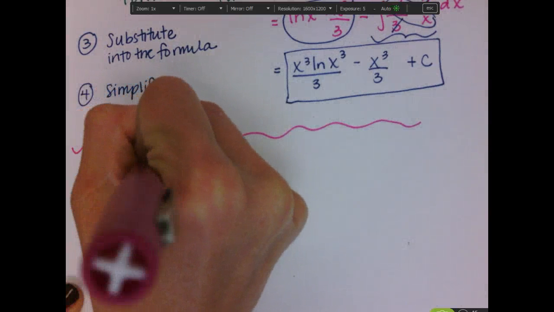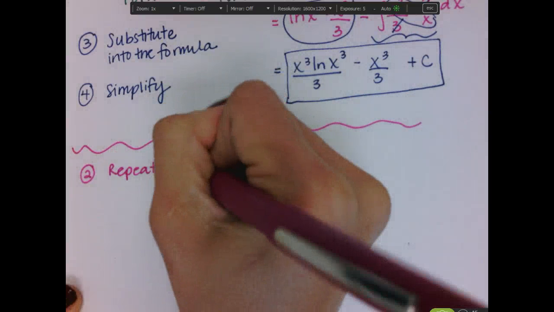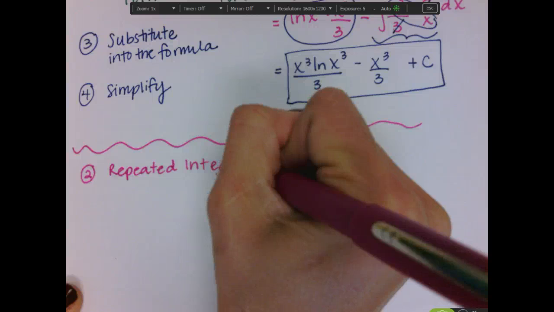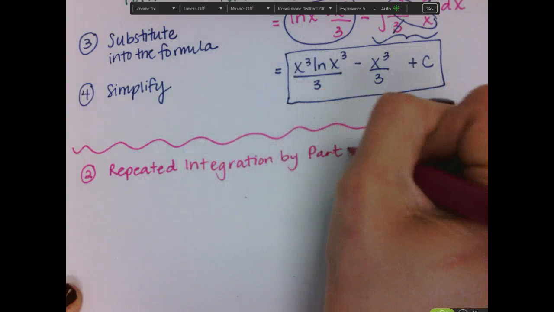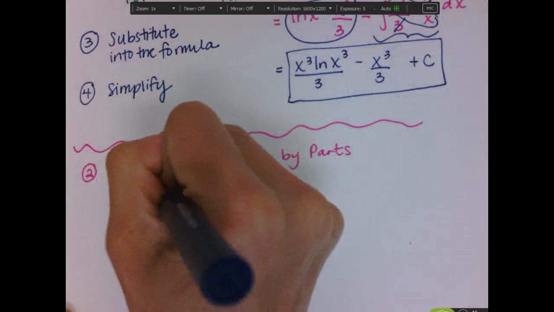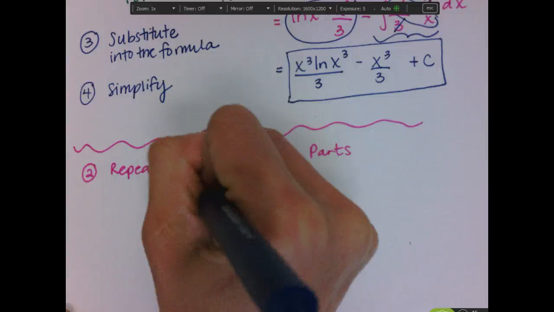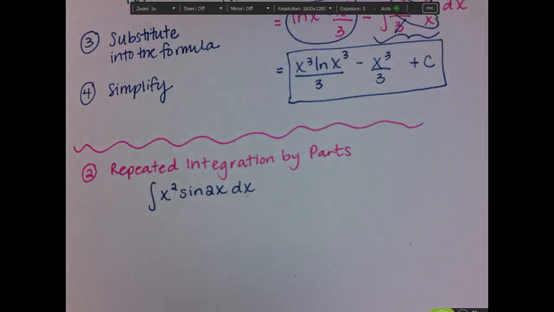Where you do have to use integration by parts twice. And that's about as hard as these get. Alright, so repeated integration by parts is a possibility. So here's the example. Say I want to integrate x squared times the sine of 2x dx.